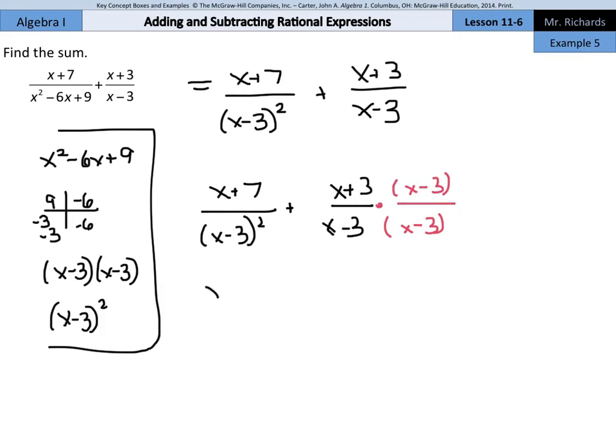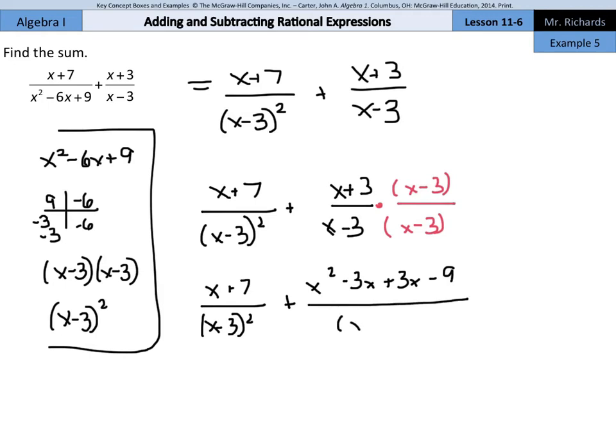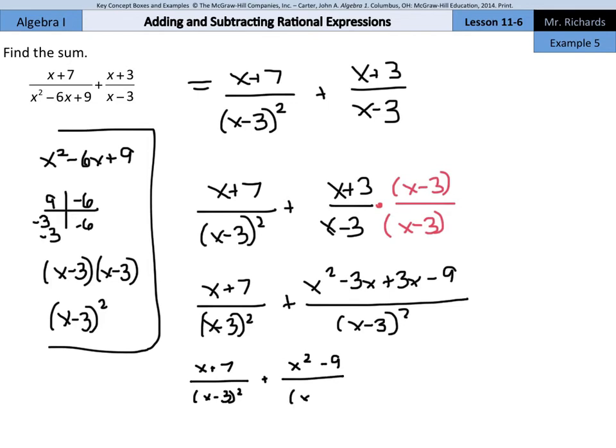So that way we end up with x plus 7 over x minus 3 squared plus x times x is x squared, x times negative 3 is negative 3x, plus 3x minus 9, all over x minus 3 squared. And so this is now going to simplify into x plus 7 over x minus 3 squared plus x squared minus 9 over x minus 3 squared, as the minus 3x plus 3x is 0x and just kind of fizzles out.